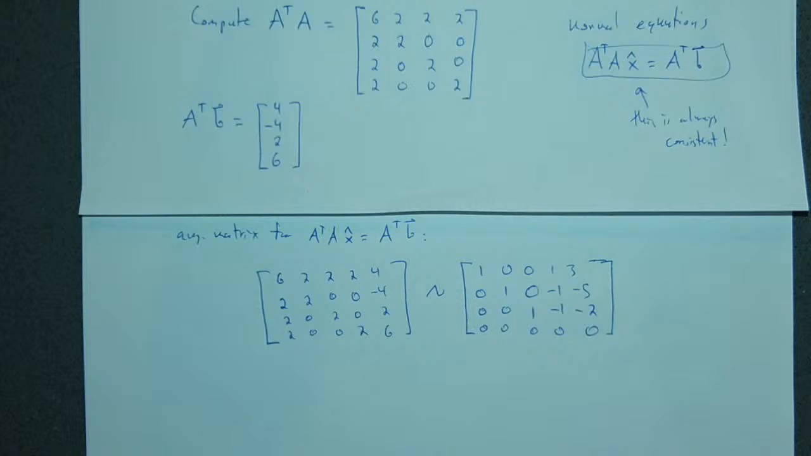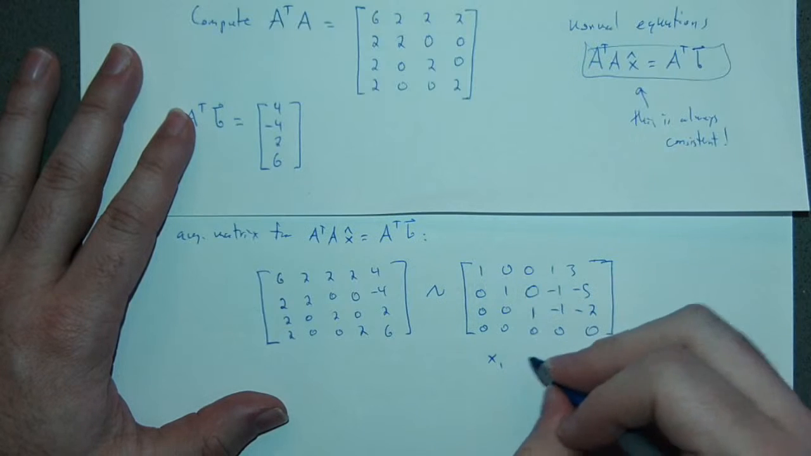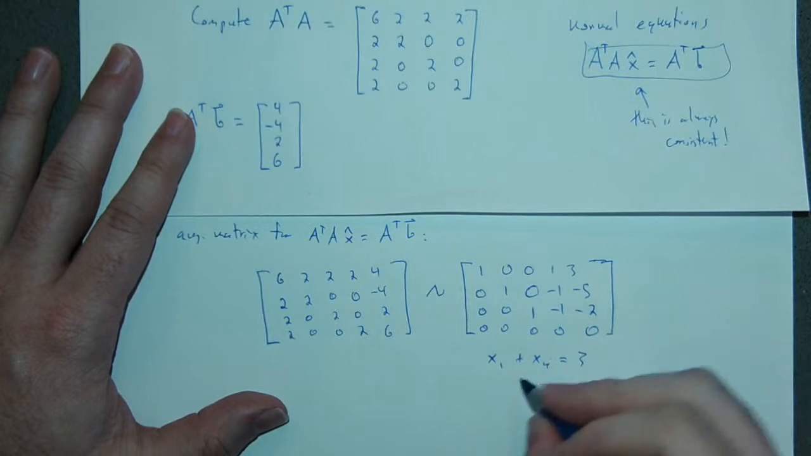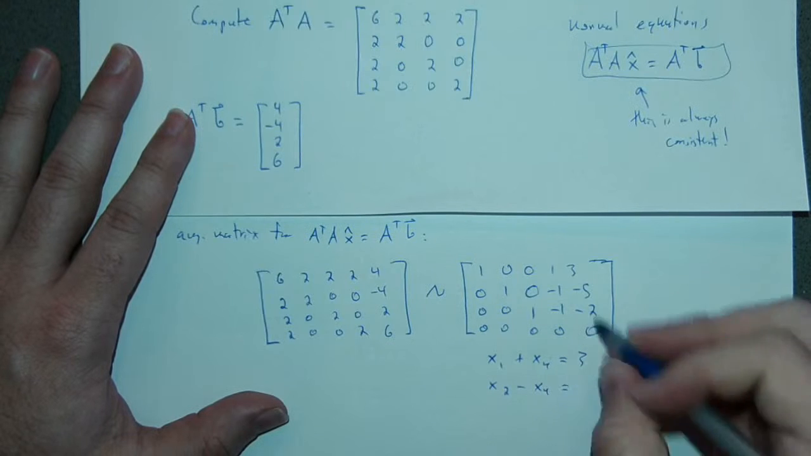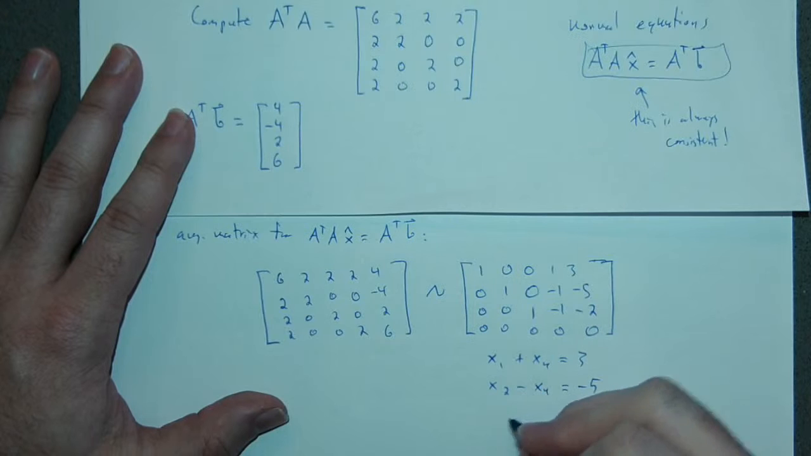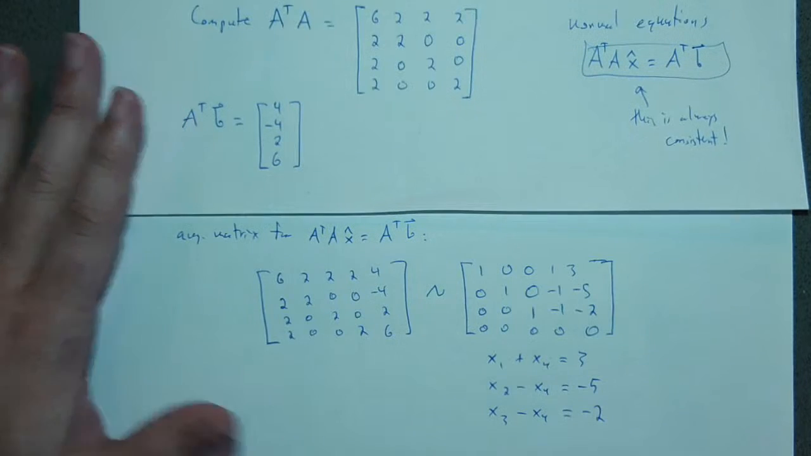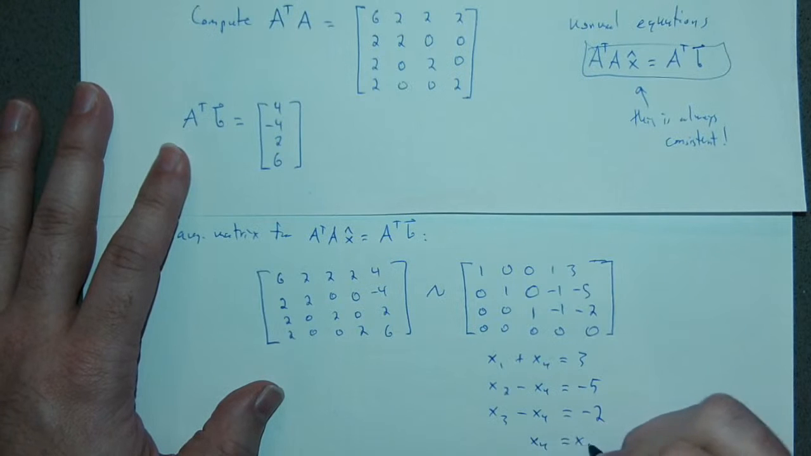All right. And so, what do I get from this? This is row equivalent to my augmented matrix here. So if I write the associated equations, this is x1 plus x4 equals 3. And x2 minus x4 equals minus 5. And x3 minus x4 equals minus 2. Right, and then the last row gives me nothing: x4 is equal to x4.